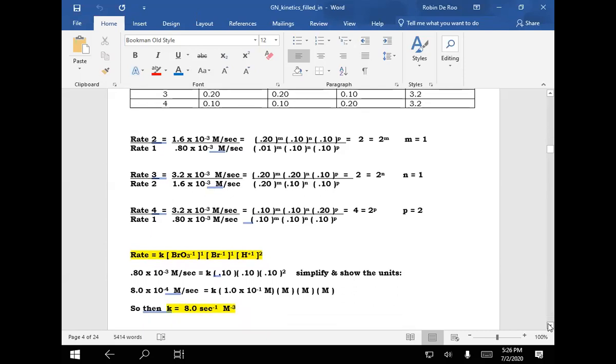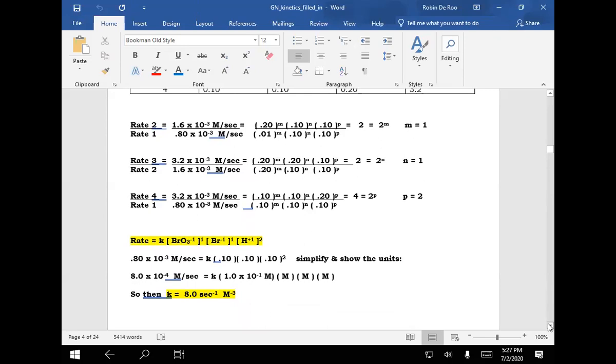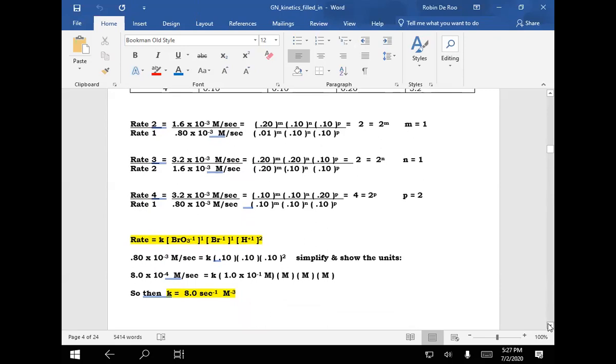Okay, so we're also going to show the units for the K. A lot of times in problems, the units for the K are not shown, but you still have to be able to do them because it's fair game to ask you what the units are for the K. So what we're going to do is we are going to put in our units. So this is our rate law.